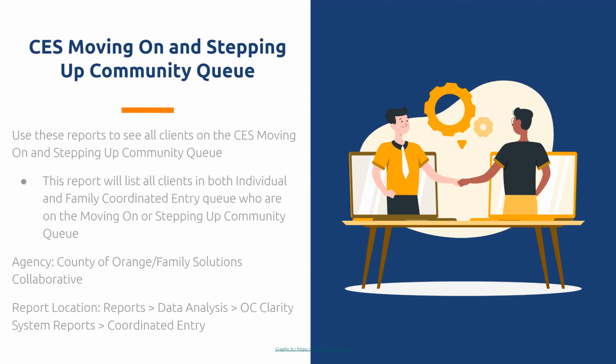So stepping up would be currently enrolled in rapid rehousing, but looking to step up to a permanent supportive housing program. And then moving on would be currently enrolled in PSH, but looking for enrollment in a project with less intensive services.